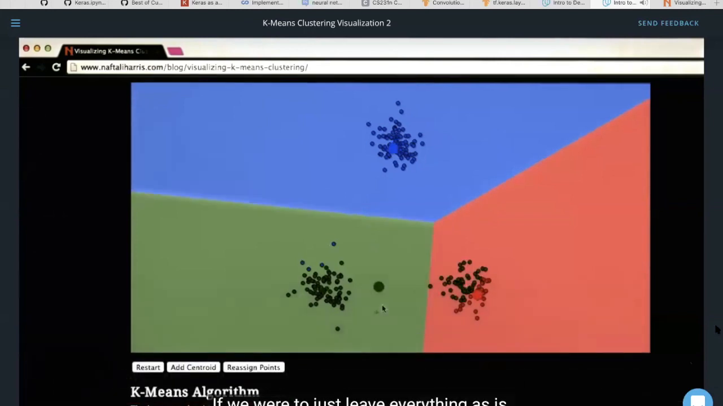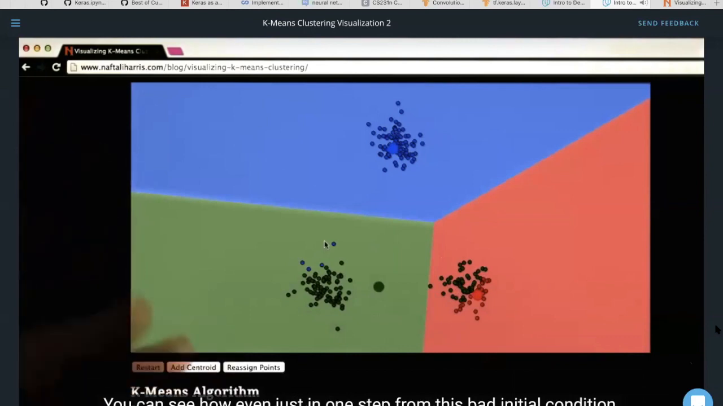If we were to just leave everything as is, you can see how the clustering was before. So now all these points that used to be green are now about to become red. And likewise with a few blue points over here. You can see how even just in one step from this bad initial condition, we've already started to capture the structure in the data pretty well.